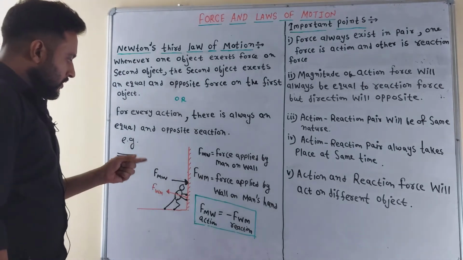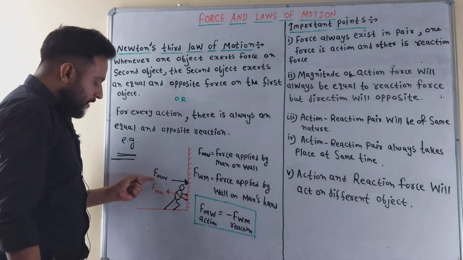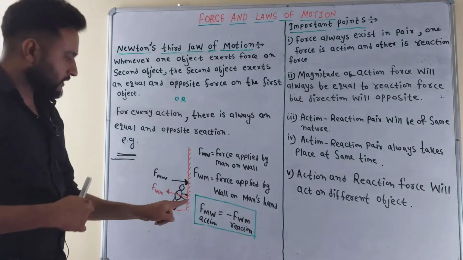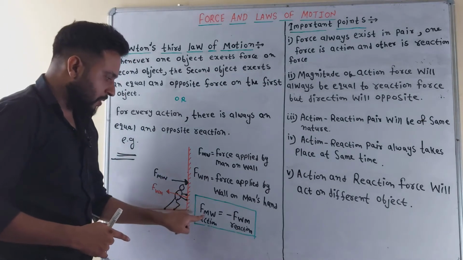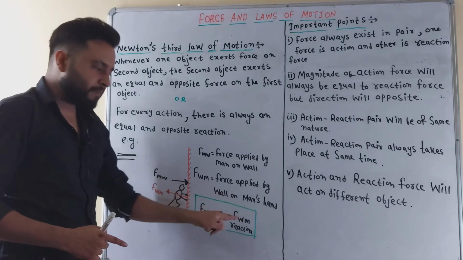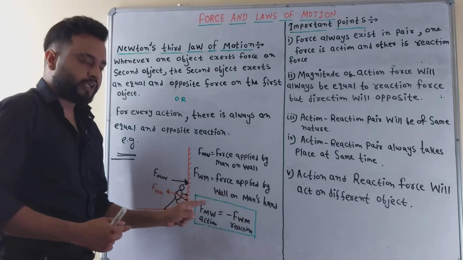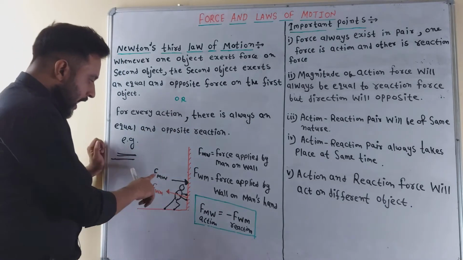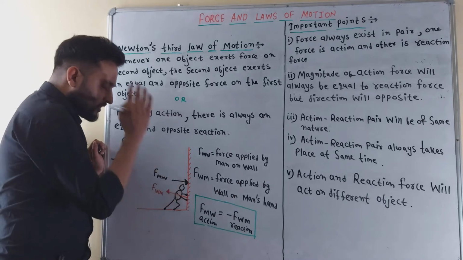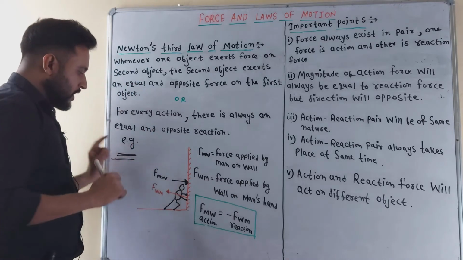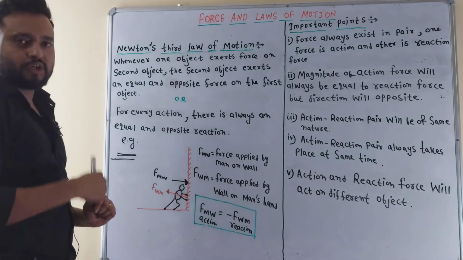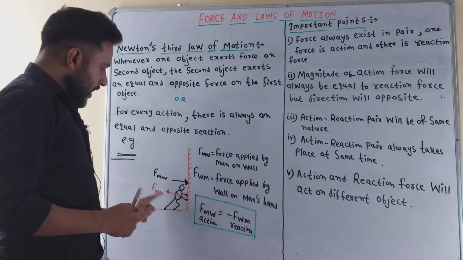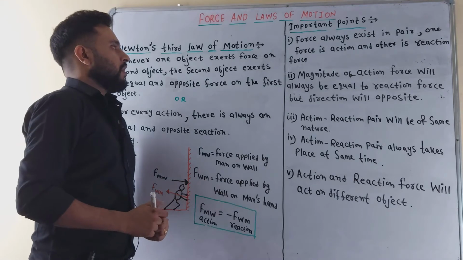Okay, so the magnitudes of FMW and FWM will be equal but in opposite direction, as I have shown here. FMW will be equal to negative FWM, where this minus sign shows that the direction of the force is different. Here FMW is the action force. If FMW is the action force, then FWM will be the reaction force. So FMW is action and FWM is reaction force.